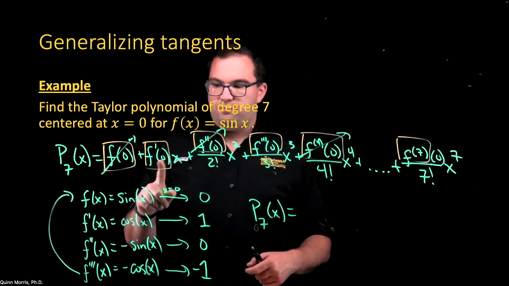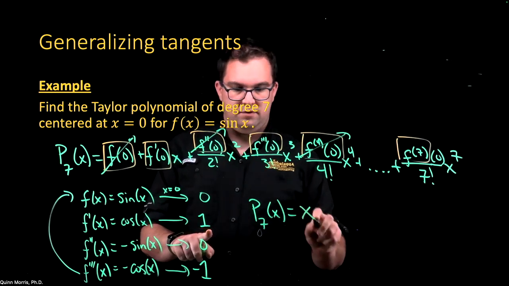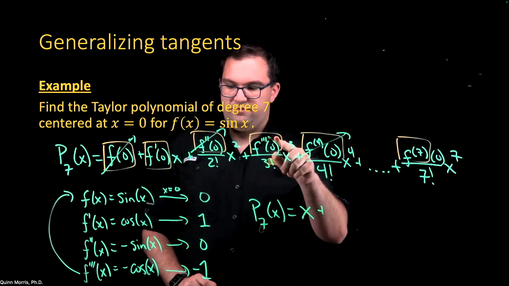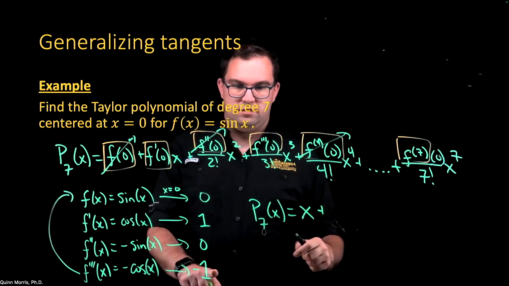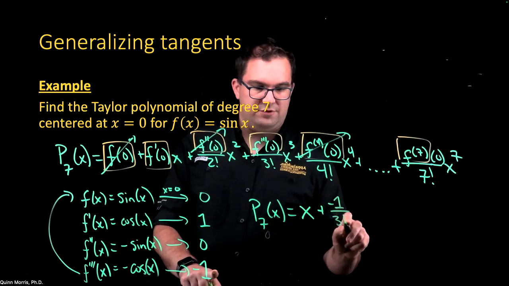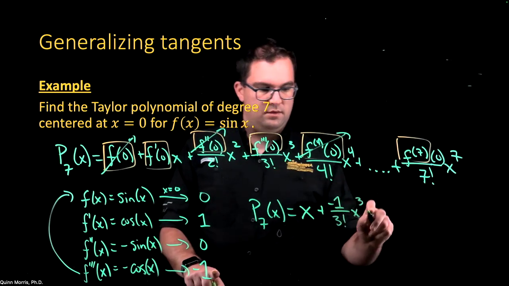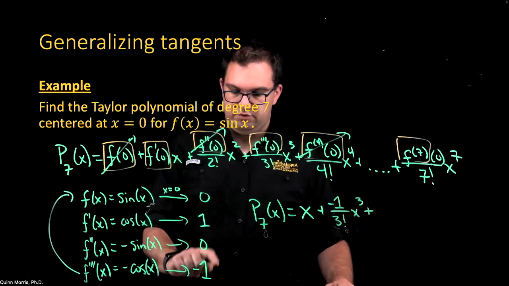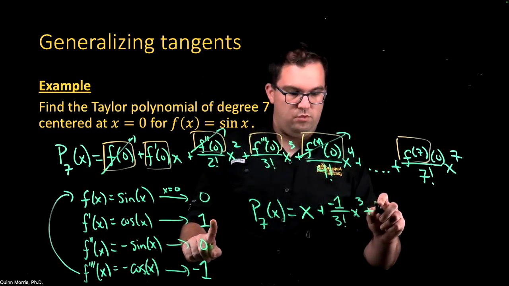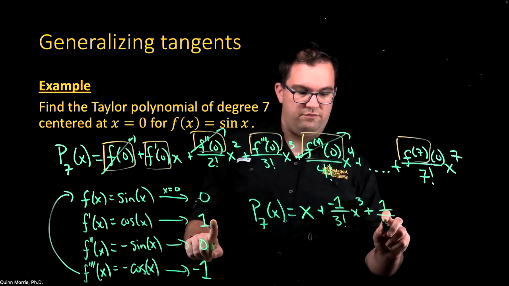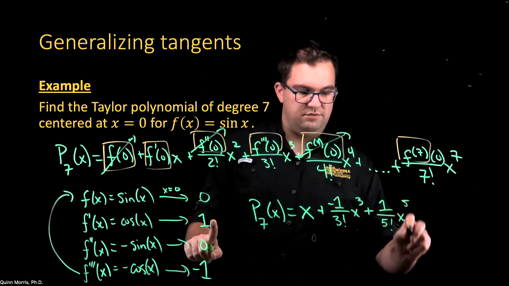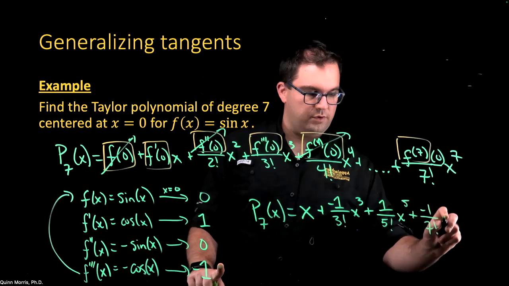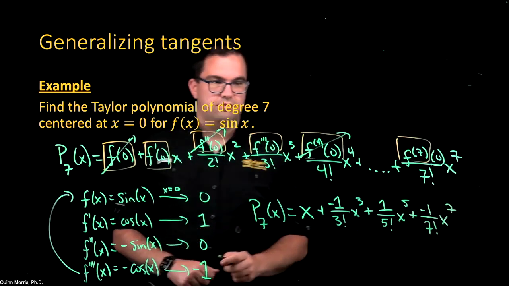I'm going to get f prime of 0, which is 1, times x, plus the third derivative, which is negative 1, over 3 factorial times x cubed, plus now the fifth derivative, so 0, 1, 2, 3, 4, 5. Fifth derivative will be 1. It'll be 1 over 5 factorial times x to the fifth. Plus now the seventh derivative will be negative 1 over 7 factorial x to the seventh.